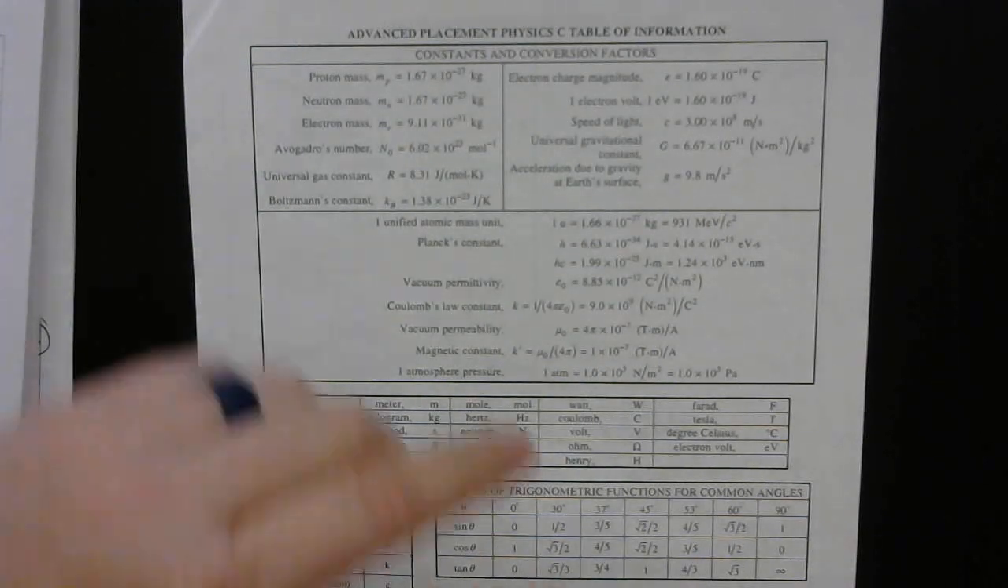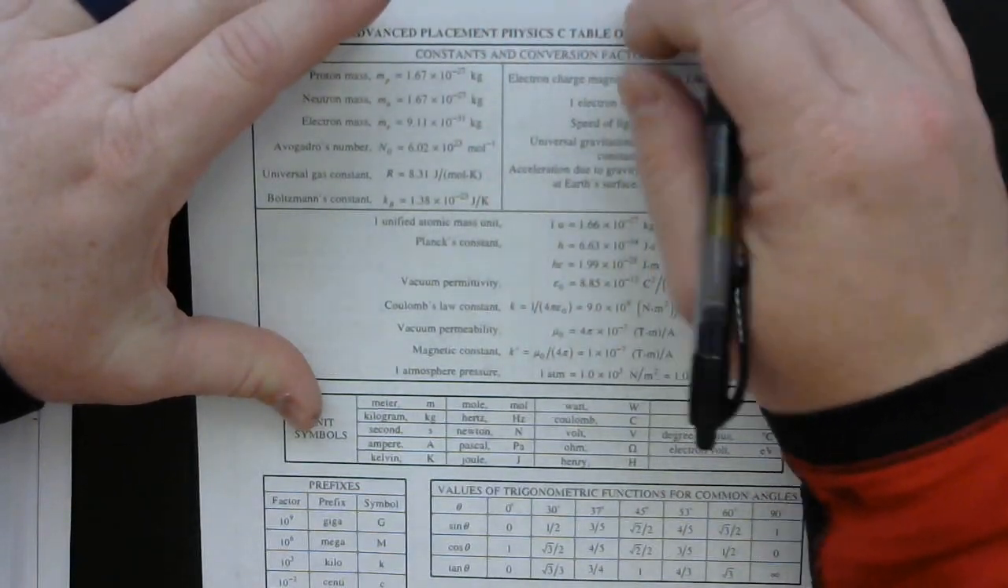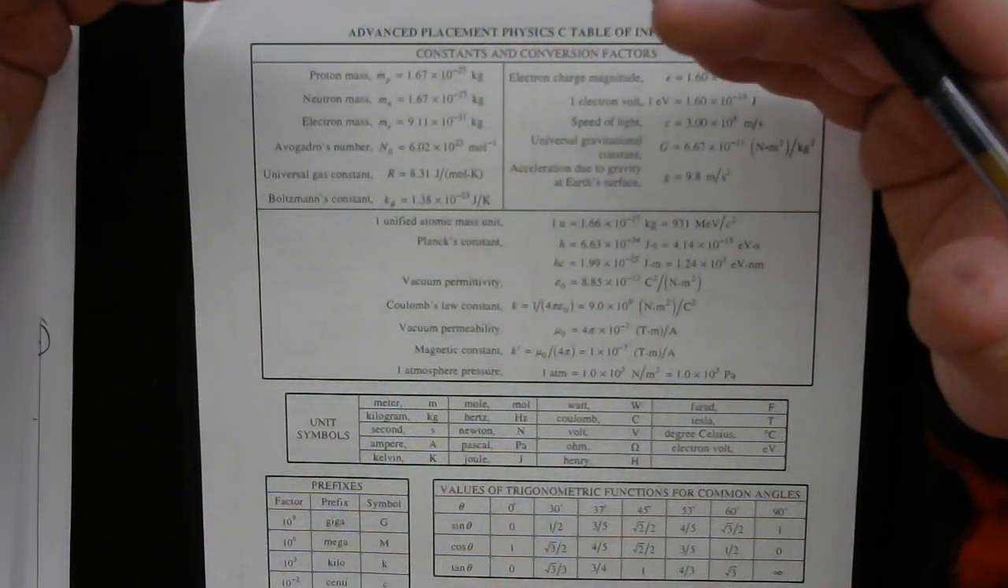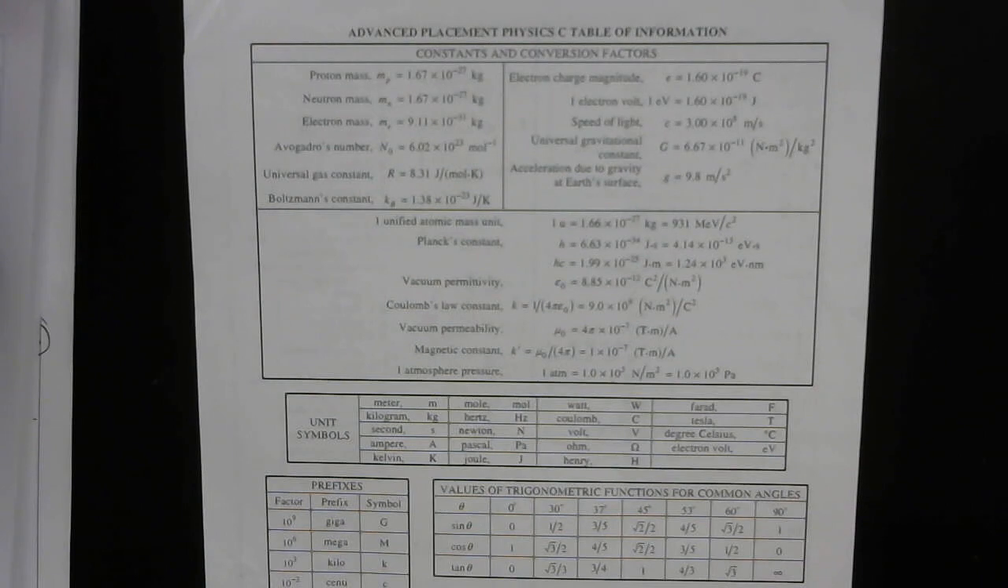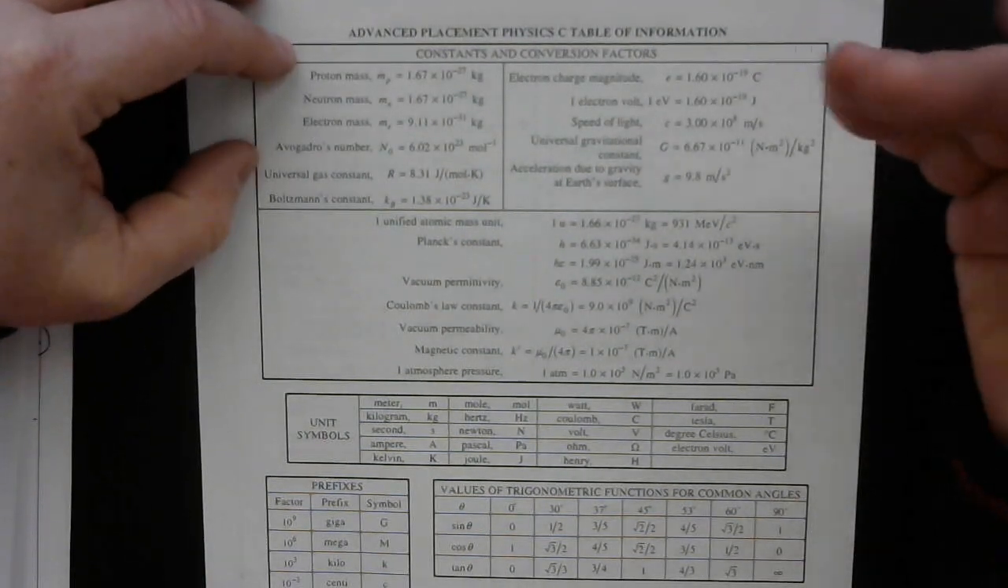Welcome everybody. We're going to do a run through of all of the AP Physics C equations, and we'll go chronological, so that way if you want to skip ahead to something you need, you can move ahead. So let's just start with the basics.